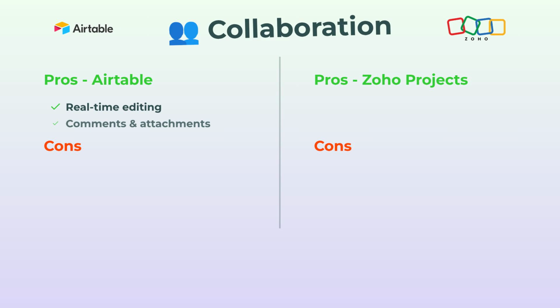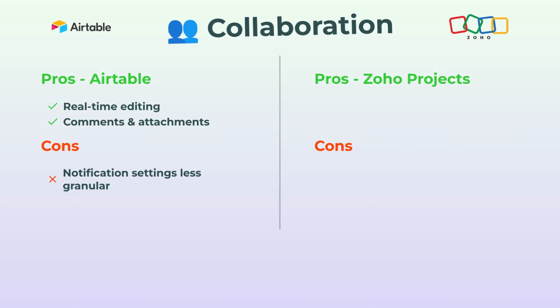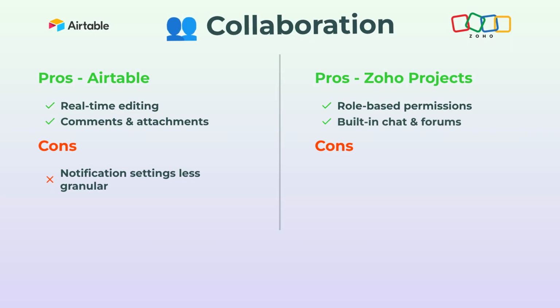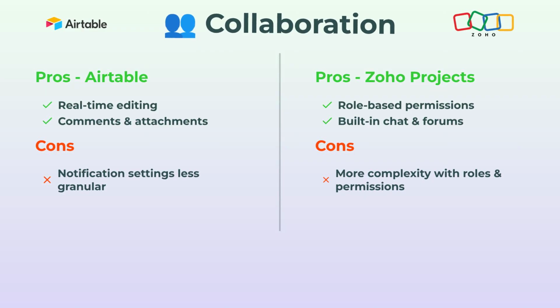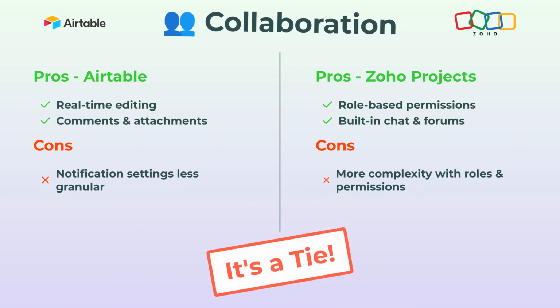Collaboration time. Here's something cool. Both of these actually shine here. Airtable's real-time editing and super quick comments and attachments just make teamwork frictionless. Though, side note, there's less granularity with notifications, which might bug some folks. Zoho Projects brings you role-based permissions, built-in chat, and even forums. Feels like a real team hub. Sometimes the permissions get kinda convoluted, but the teamwork tools are solid. Honestly, it feels like a tie, pick your style.